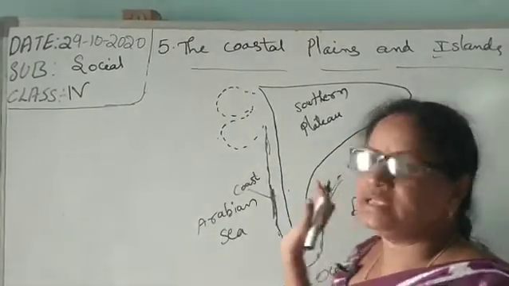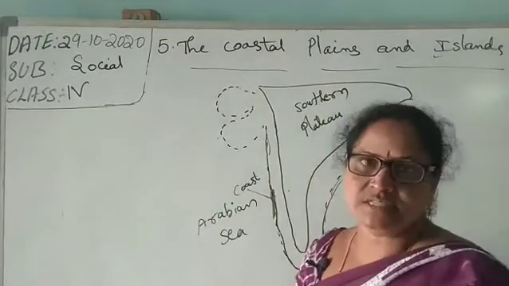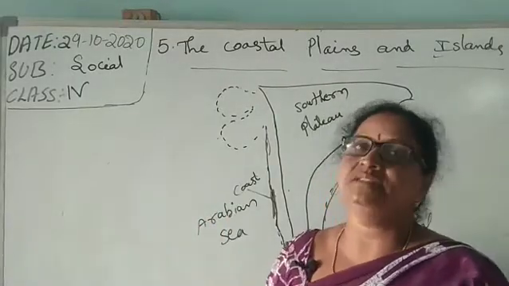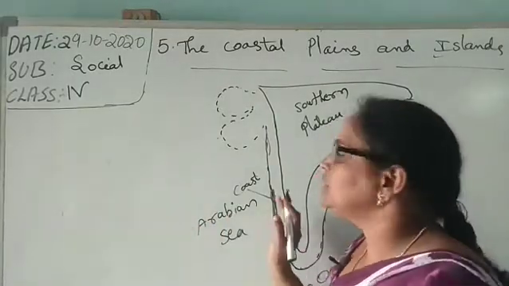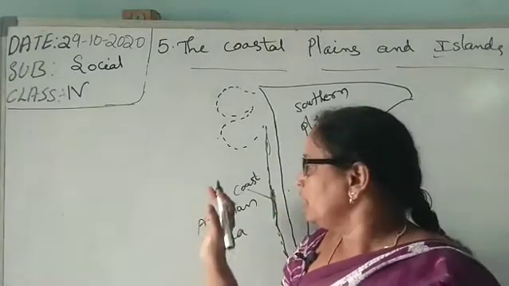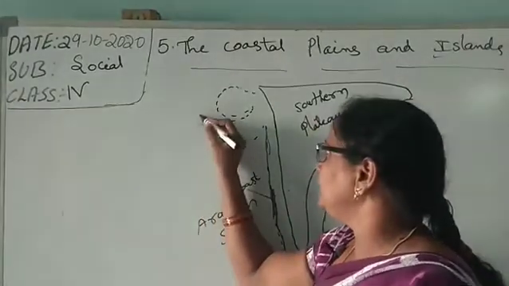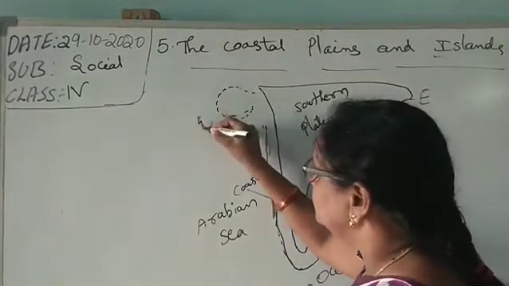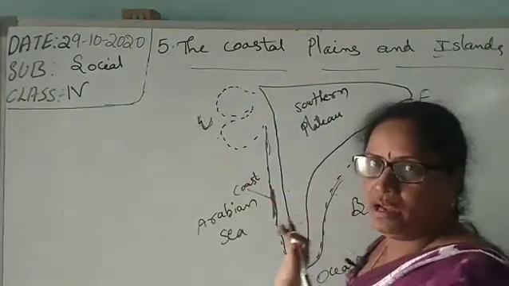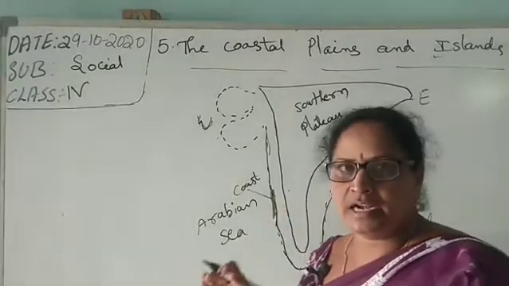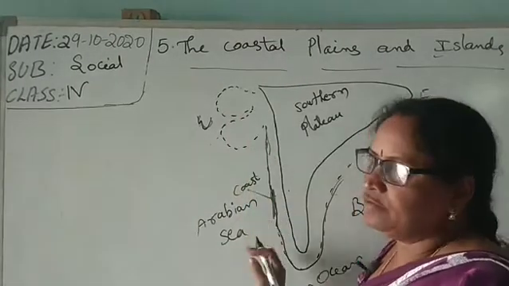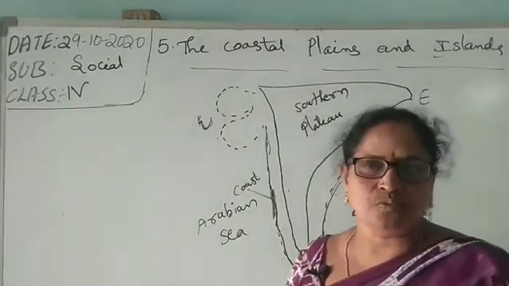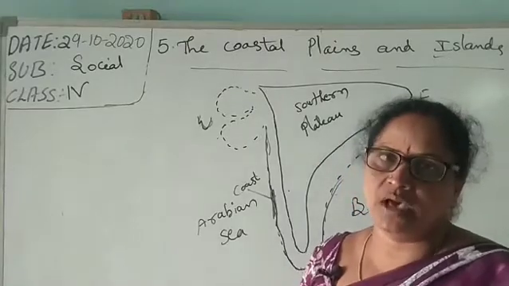East side of India, eastern coastal plains. West side of India, western coastal plains, situated on the south part of our India. West side, Arabian Sea. East side, Bay of Bengal. And south side, Indian Ocean. The south part of India, covered with water on three sides, is called a peninsula.